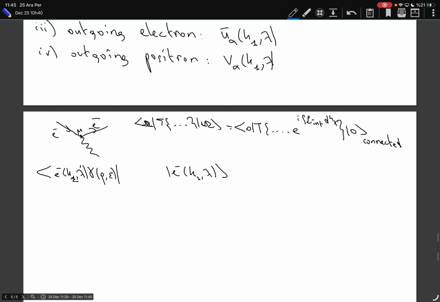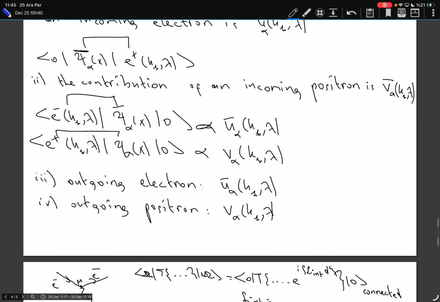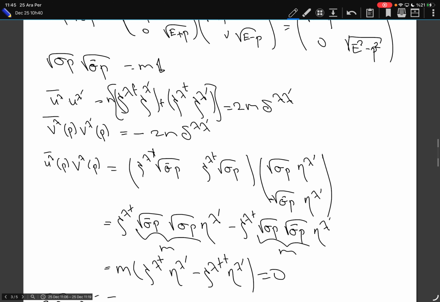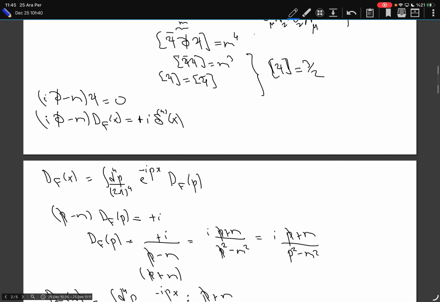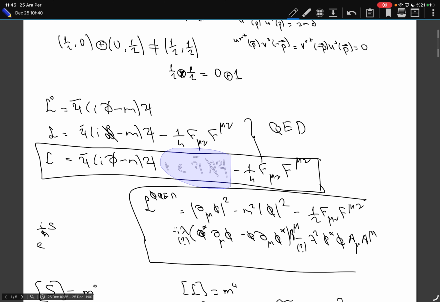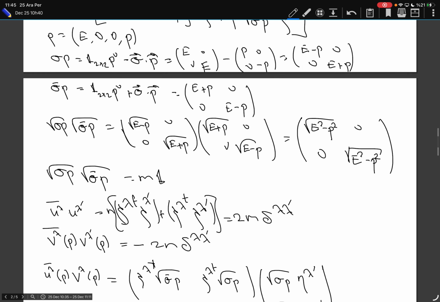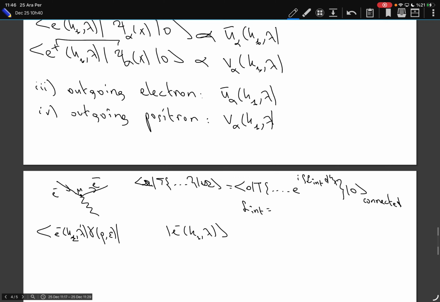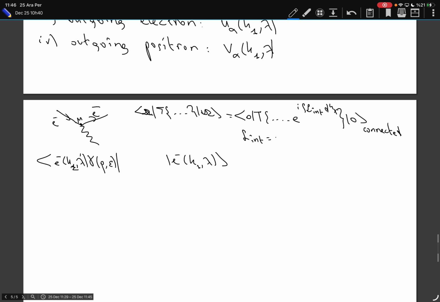So when we expand the exponent, every term will bring, in our case, the interaction term we had written down. This is my interaction term: e times psi bar A-slash psi. So here, let me just put i psi bar A-slash psi.